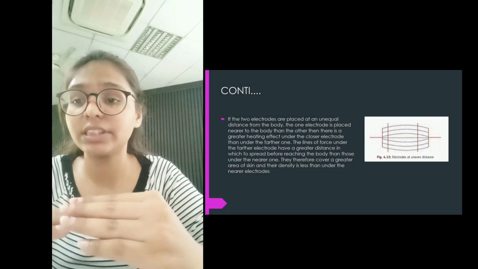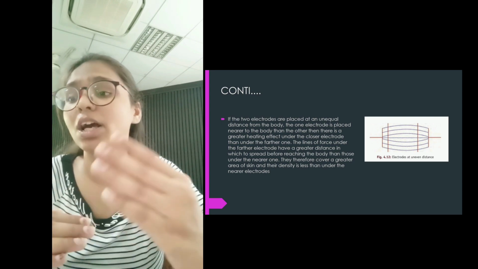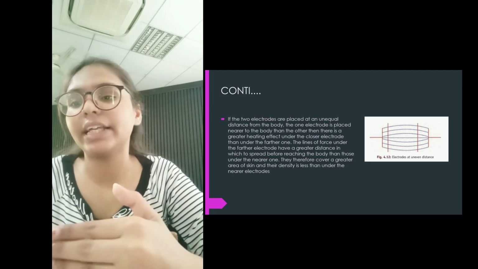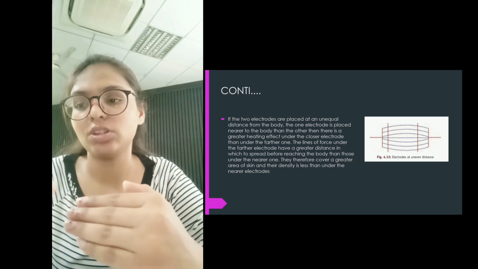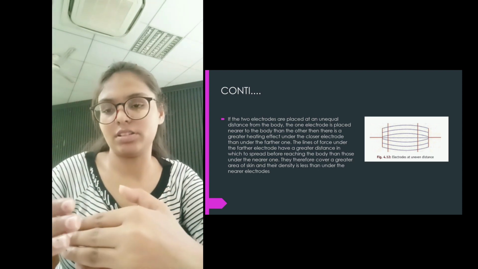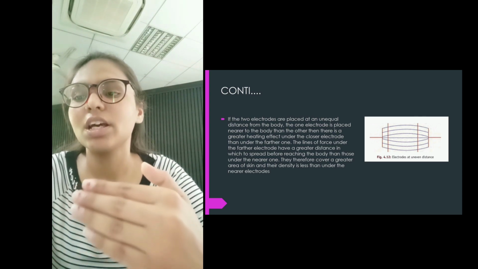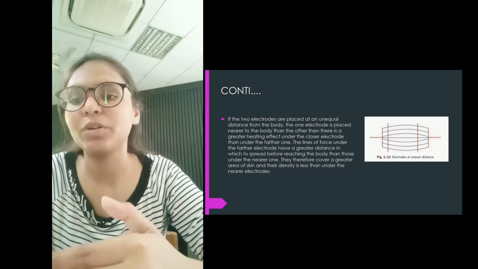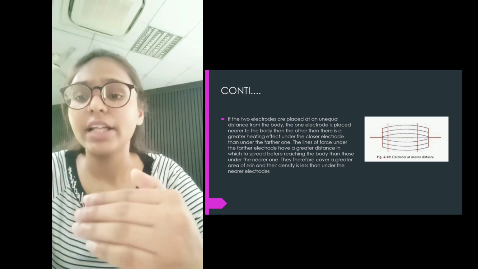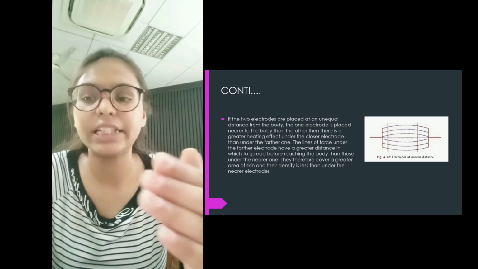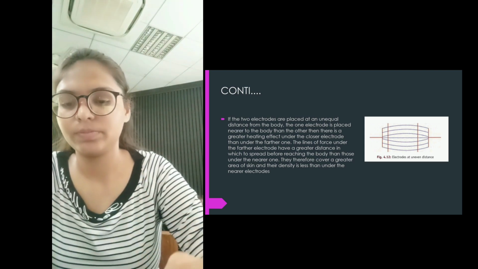If the two electrodes are placed at an unequal distance from the body, that is, one electrode is placed nearer to the body than the other, then there is a greater heating effect under the closer electrode than under the further one. The lines of force under the further electrode have greater distance in which to spread before reaching the body than those under the nearer one. They therefore cover a greater area of skin and their density is less than under the nearer electrode.